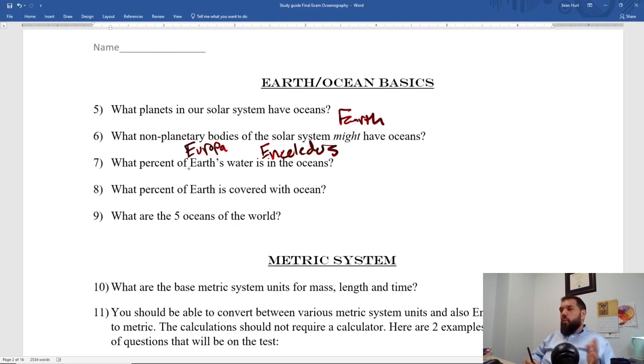What percent of Earth's water is in the oceans? It's actually about 97.2%, okay, or 97. So it's above 97%. So the vast majority of water on the surface of Earth is in the oceans, okay? What percent of Earth is covered with oceans? About 71%. Make sure that you know these numbers, okay?